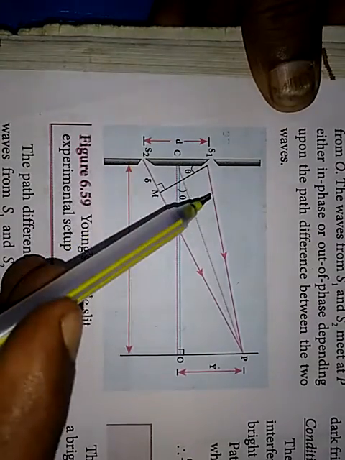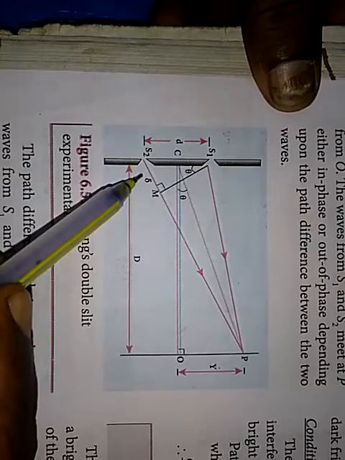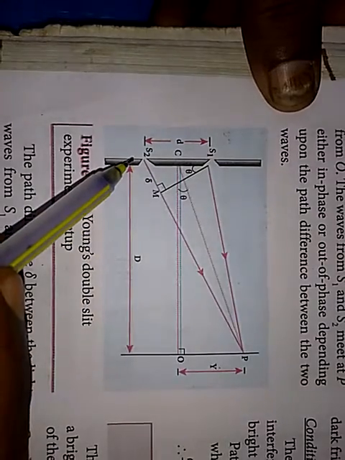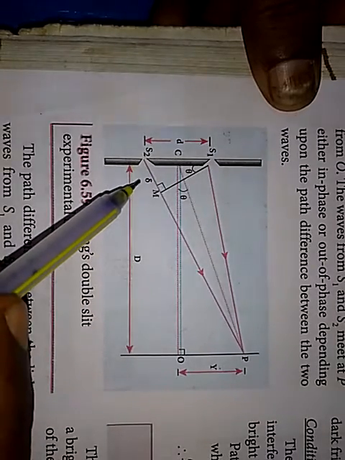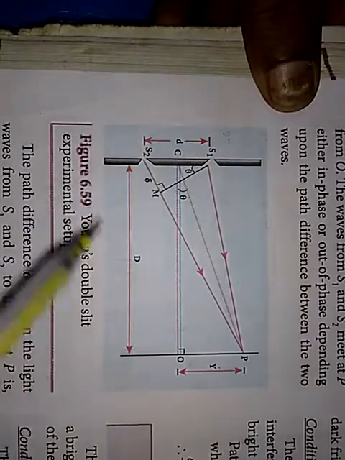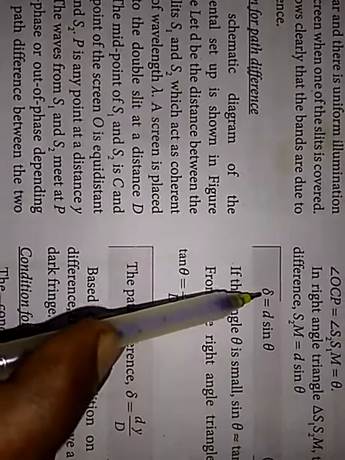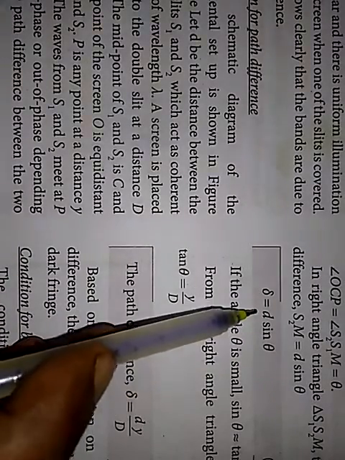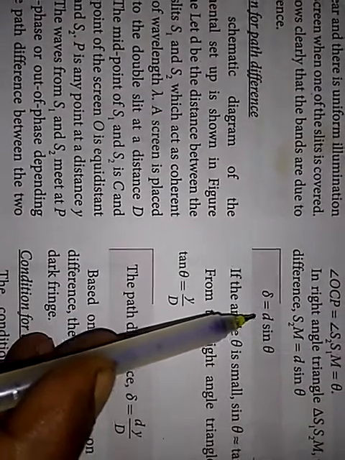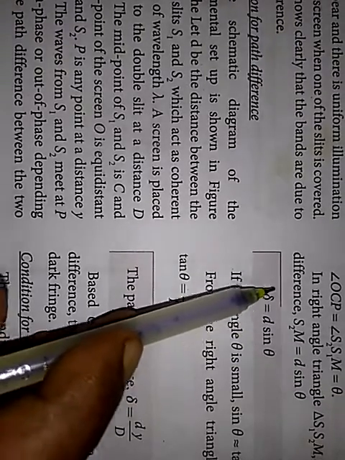Sin theta is the opposite side by the hypotenuse. So this is the opposite side, del, and this is the hypotenuse, d. So sin theta is del divided by d. Therefore we can write del is equal to d sin theta. If we bring this d to this side, you will get del equal to d sin theta. So this is the additional distance traveled by the light from source S2.